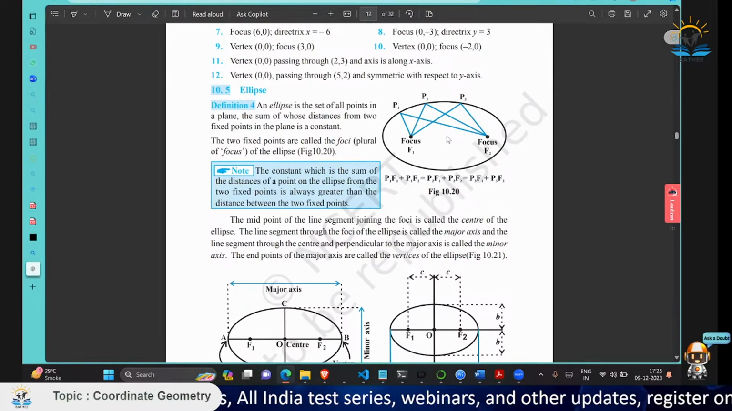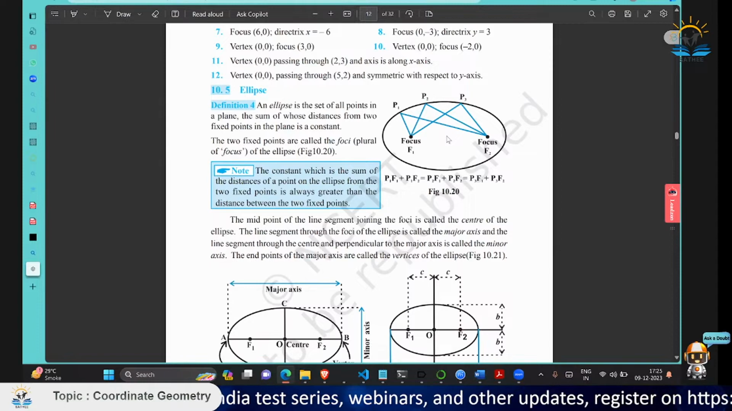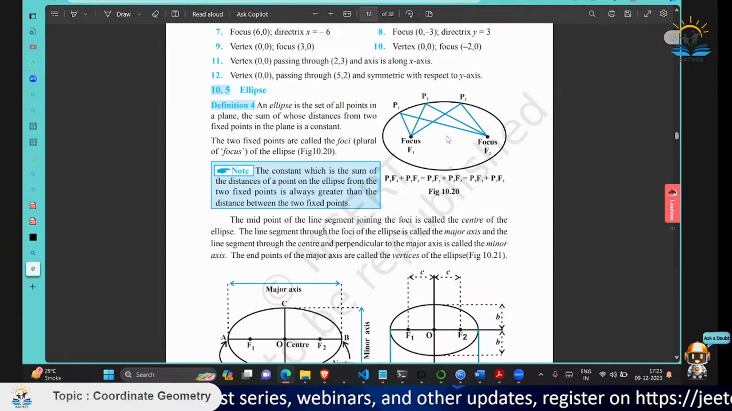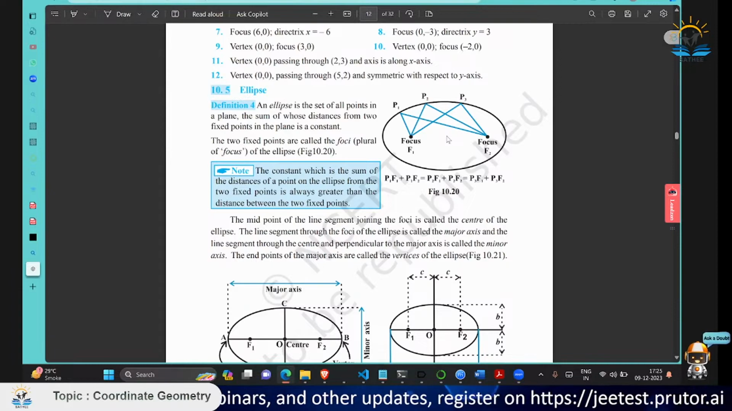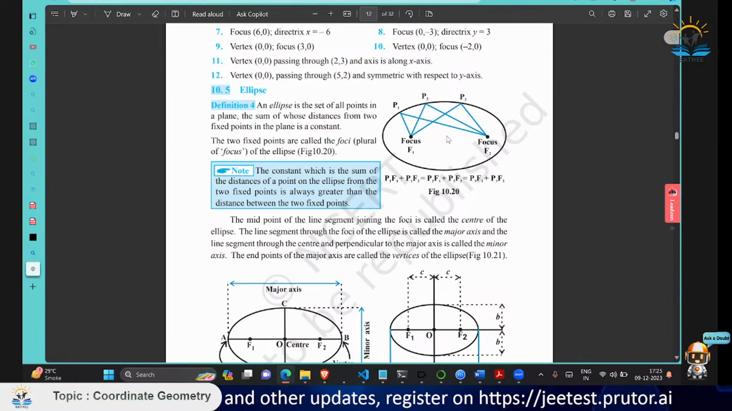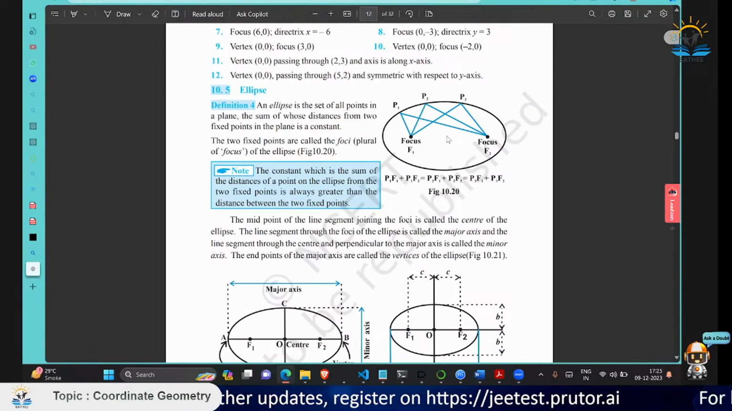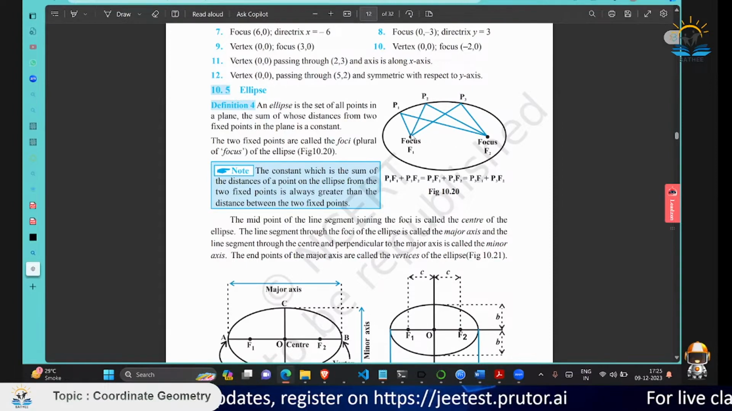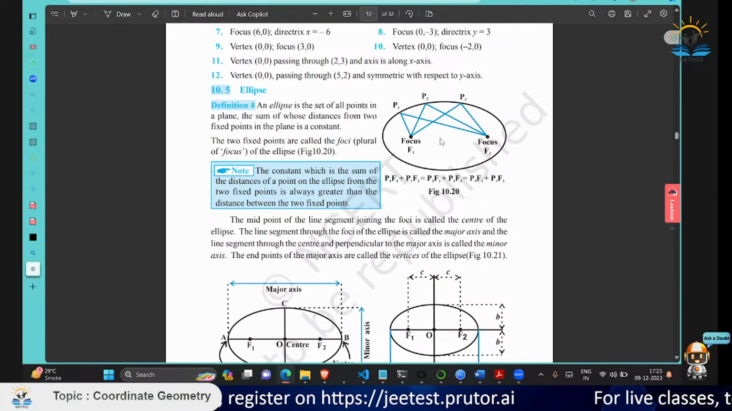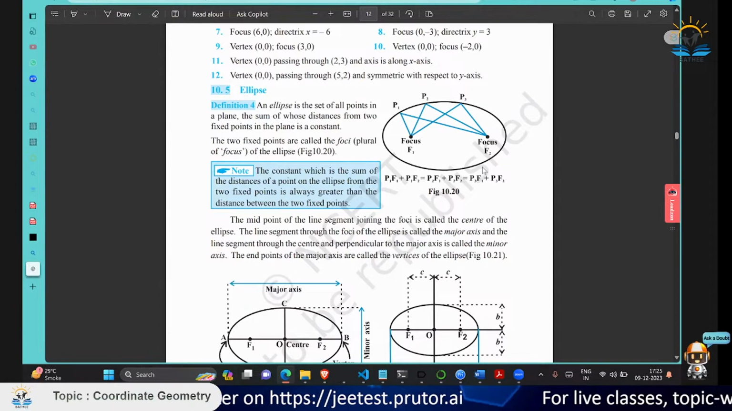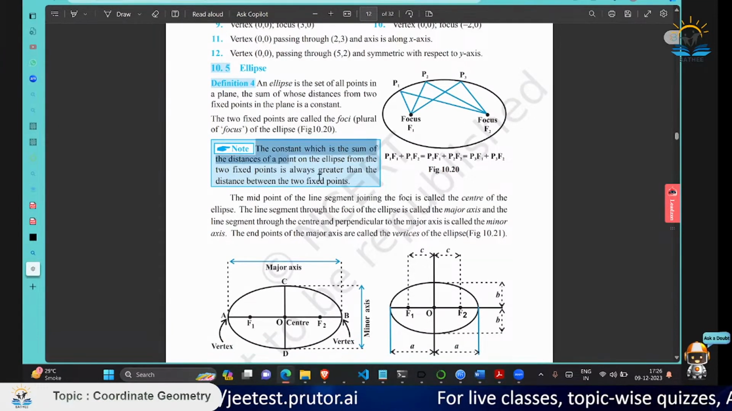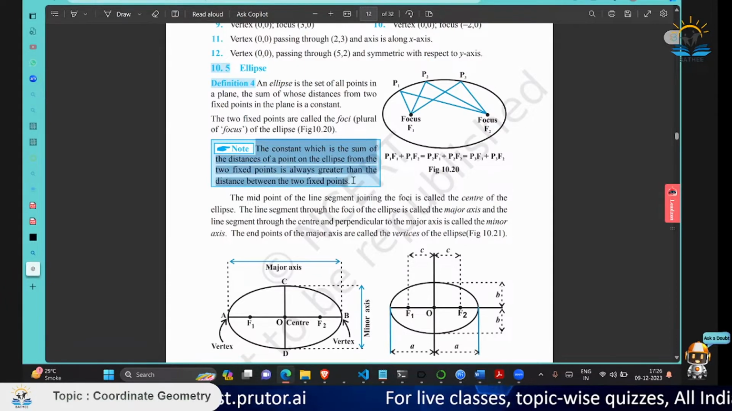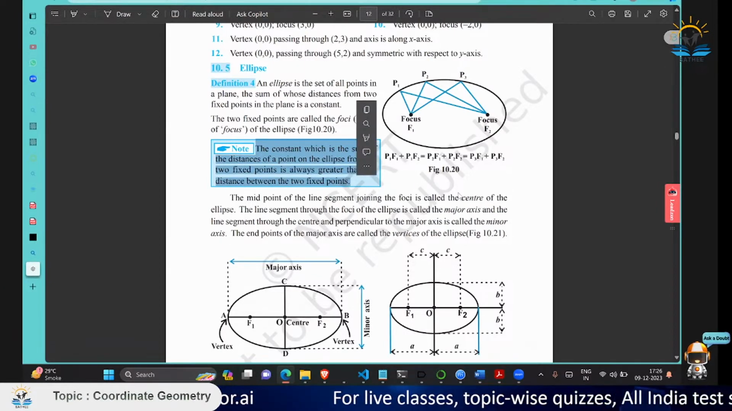Okay. And this sum of the distances is always greater than the distance between these two foci. So F1F2 is less than the sum of the distances. That's what is written in this blue box, and this is actually important to understand.